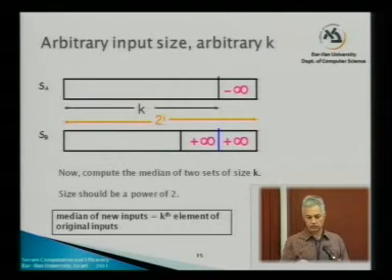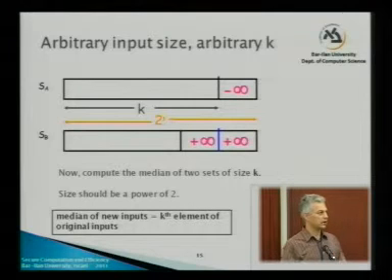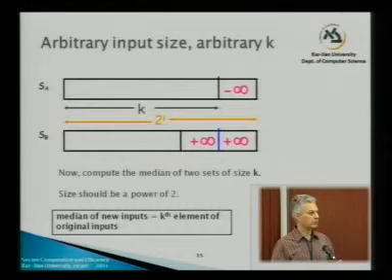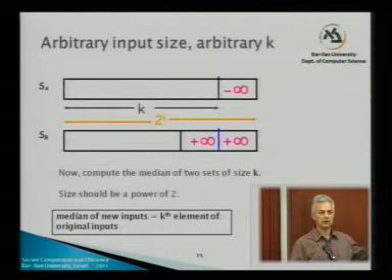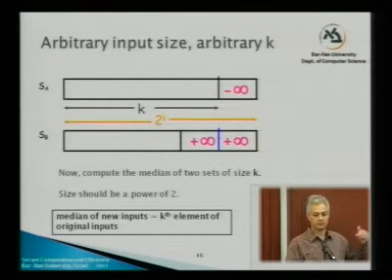So now we have two sets whose size is a power of 2. We already have a protocol for finding their median, and their median is the kth element of the original inputs we had.